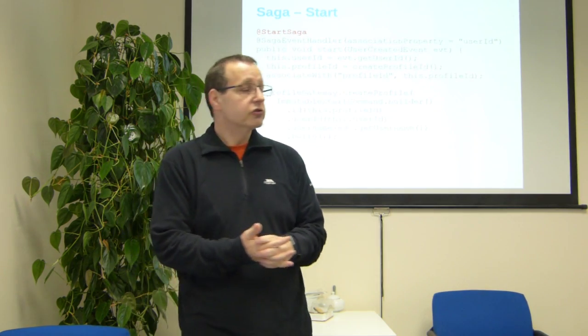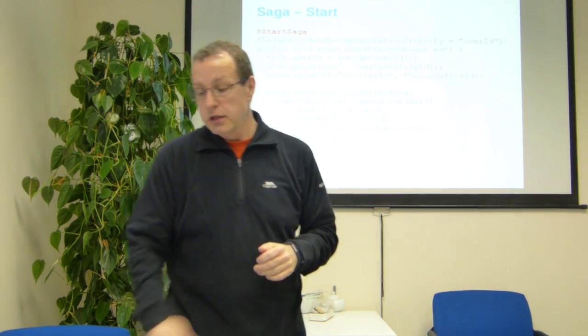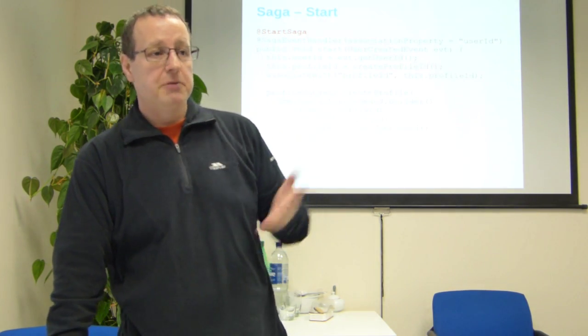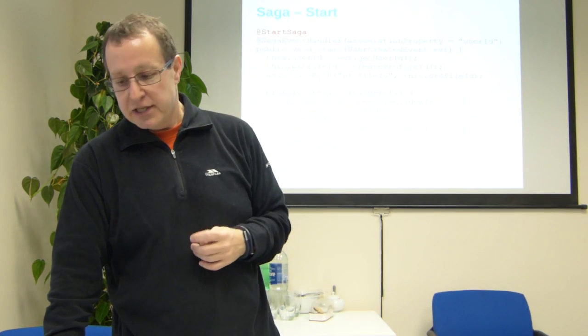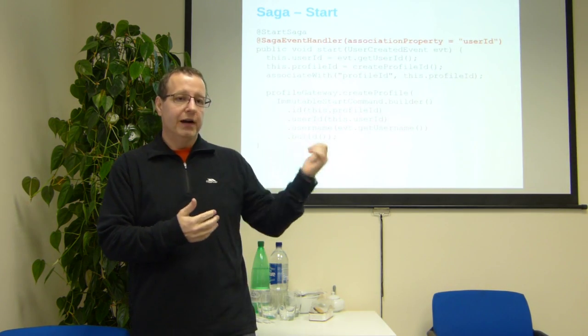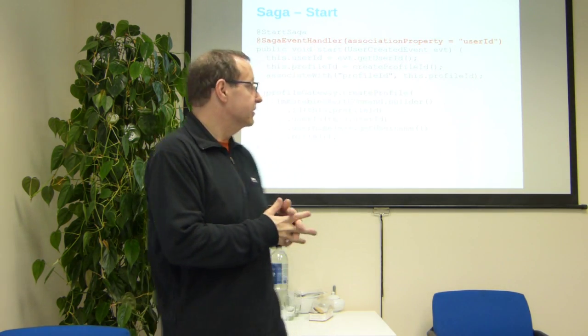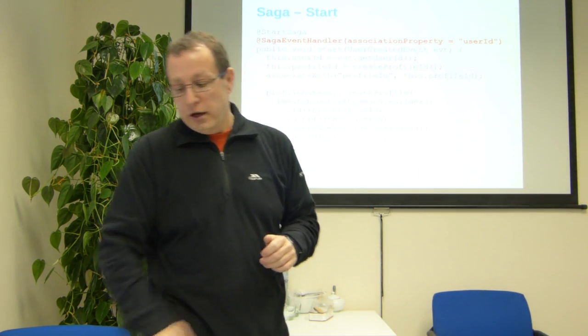So how does it start off? You just create a method, mark it with start Saga. That will tell it, right, when I process this, create a new instance of the Saga and give it an identity, and we'll associate it with the user ID property of the event. Or we'll have a concept of user ID and we'll pull that out of the event. So it's saying this is an event handler, user ID is the property we're interested in.